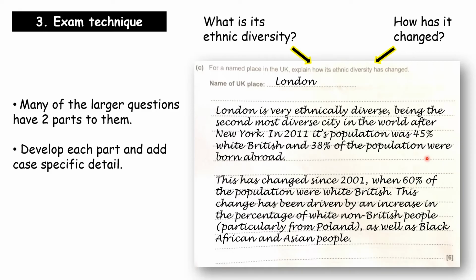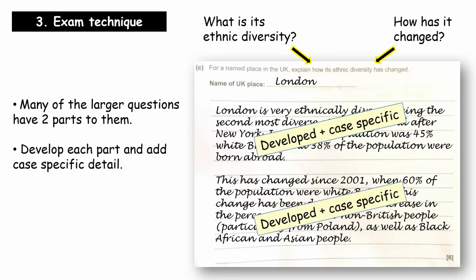Now let's move on to the change part. We've got to develop it and include case-specific detail again. This has changed when 60% of the population were white British in 2001. This change has been driven by an increase in the percentage of white non-British people, particularly from Poland, as well as Black African and Asian people. So two very well developed parts. The first part developed in case specific and the second part developed in case specific. That question is worth 6 out of 6.